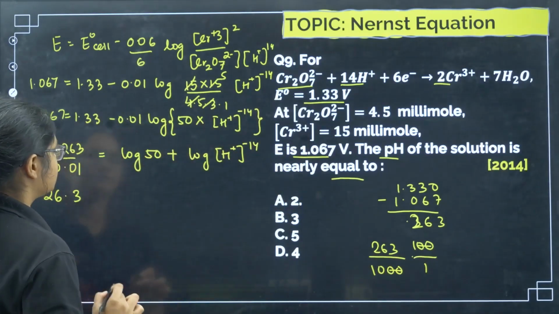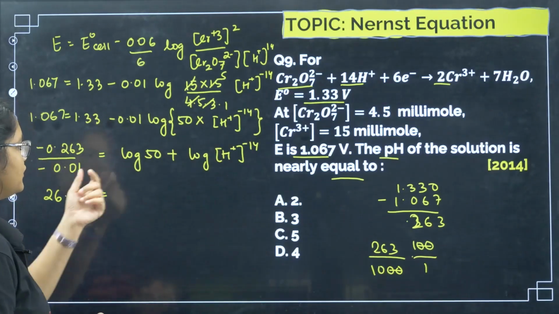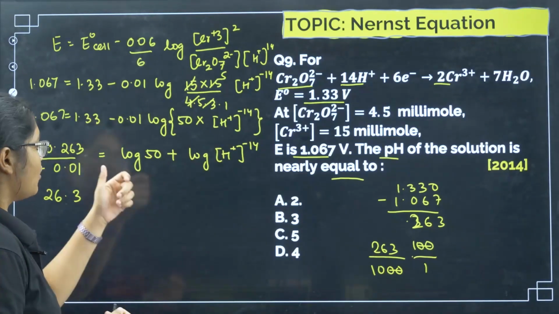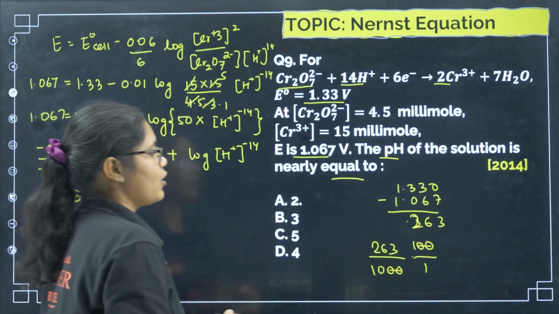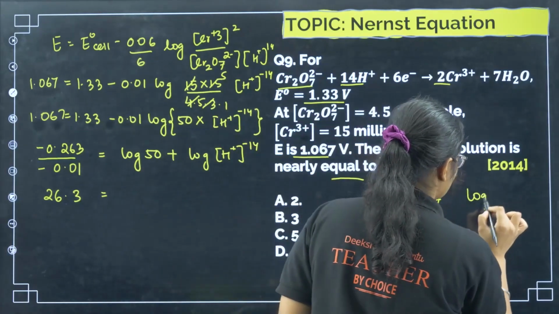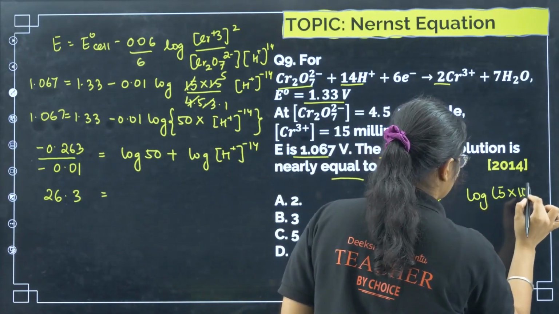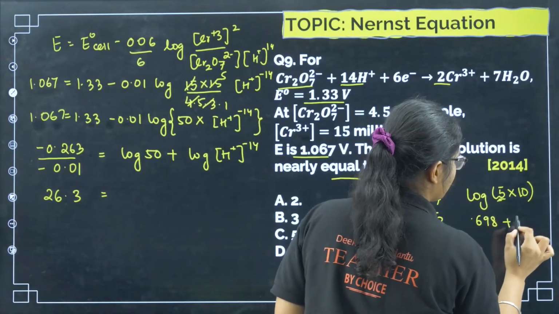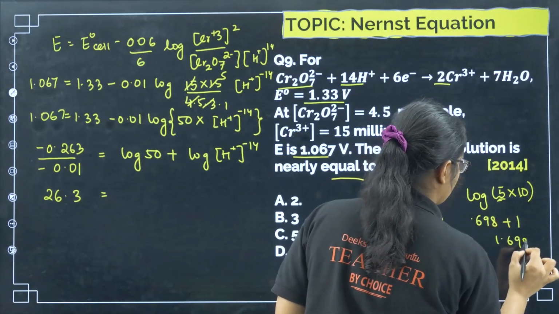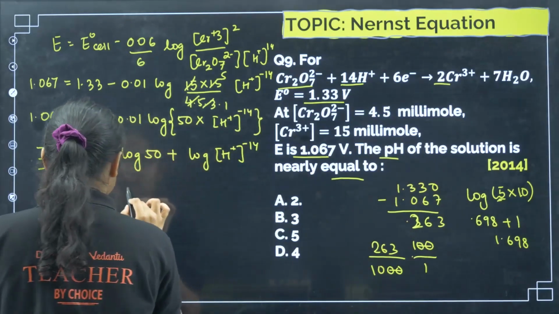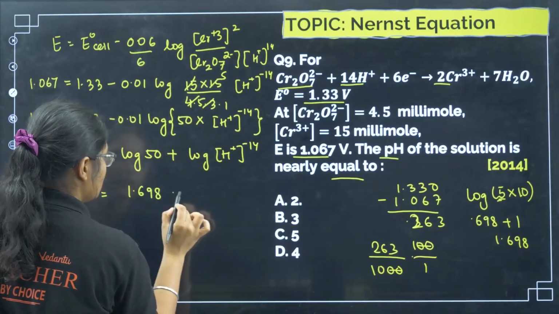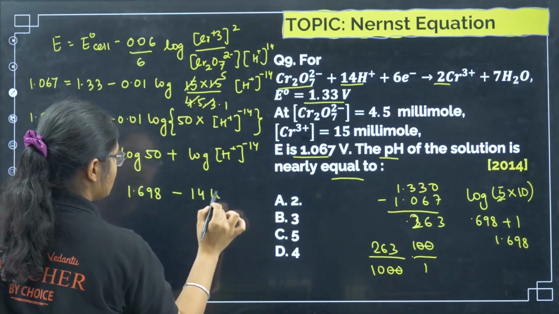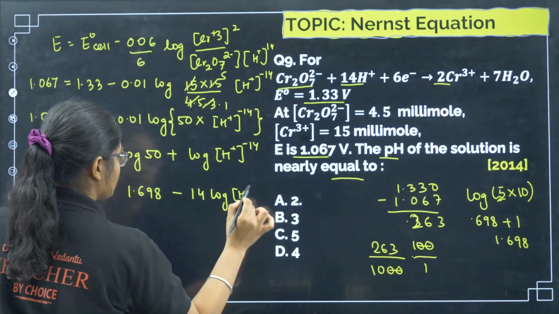Now what is the log 50 value? Log 50, if you see, is log of 5 into 10. Now log 5 value is 0.698, and log 10 is 1, so I will get 1.698. So I can write it as 1.698 minus 14 log of H plus.